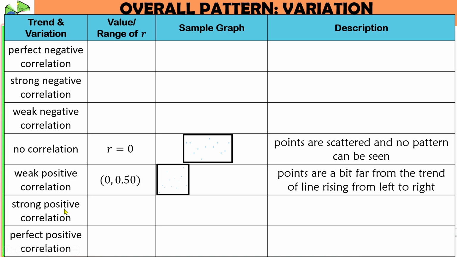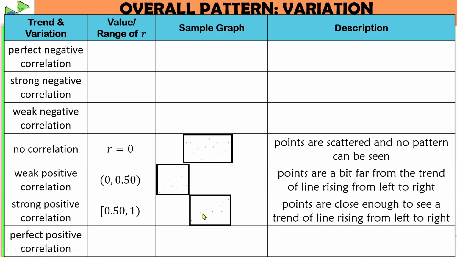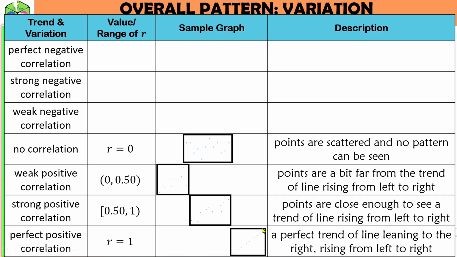The next one, we have the strong positive. The range is from 0.5 to 1. 0.5 inclusive, meaning 0.5 is included, while 1 is exclusive, not included. Here is a sample graph. Comparing these two graphs in here, points are close enough to see a trend of line rising from left to right. And if our r is exactly equal to 1, we call it perfect positive correlation. Here's an example of a graph. Here, there is a perfect trend of line leaning to the right, rising from left, going to right.